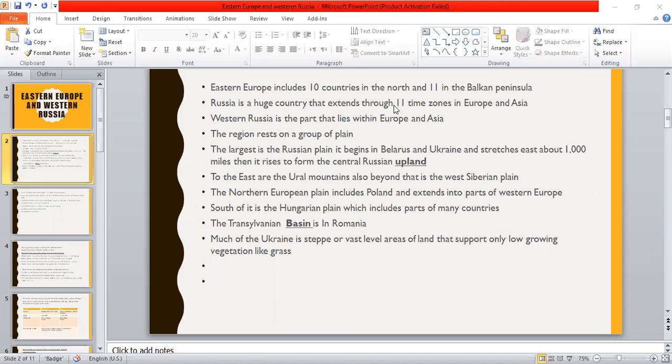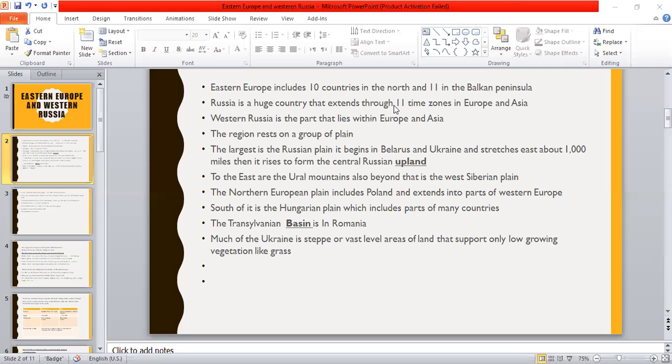So now we know that at the beginning, we have 10 countries in the north, 11 in the Balkan Peninsula. Most of the region lies on many plains, and we have mentioned several plains. We have the Hungarian plain, the Russian plain, the Northern European plain, and the Siberian plain. Also, much of Ukraine is steppe, vast level areas that support only low-growing vegetation.